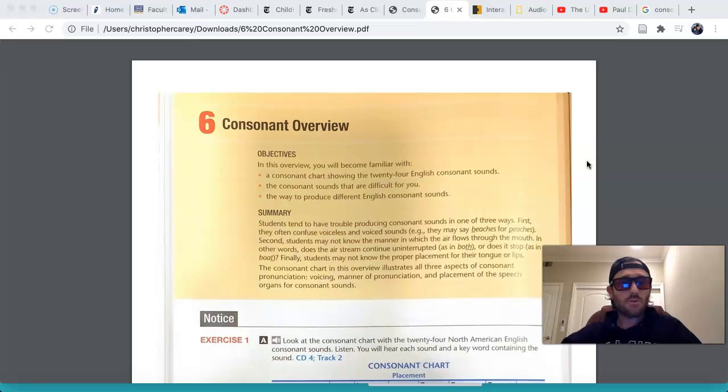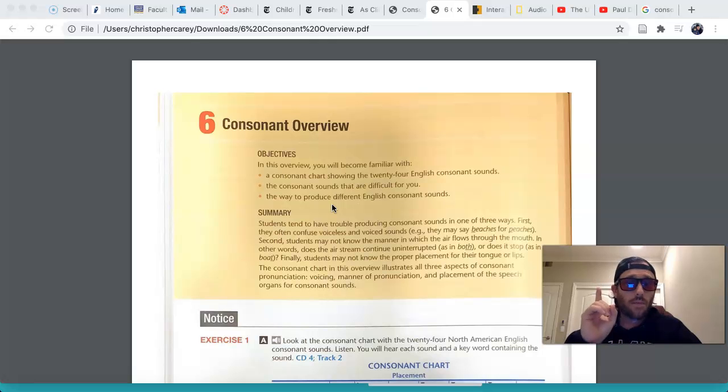So in this chapter, we're going to go over what those consonant sounds are in the form of a consonant chart, similar to the vowel chart that we looked at last chapter. You're going to be able to identify what consonant sounds are difficult for you, more often than not because those sounds are not existent in your first language. And then you'll learn how to produce these consonant sounds in English. There are 3 ways that students have trouble producing consonant sounds.